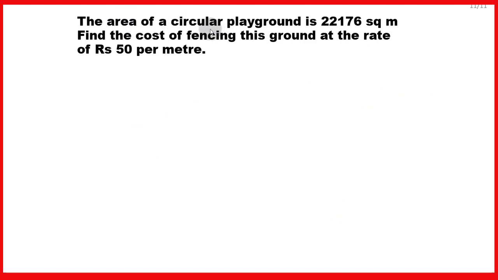Here is a question. Find the area of a circular playground, which is 22,176 square meter. Find the cost of fencing this ground at the rate of rupees 50 per meter. Friends, it is given that the area of a circular playground is 22,176 square meter, and we have to find the cost of fencing at the rate of rupees 50 per meter.